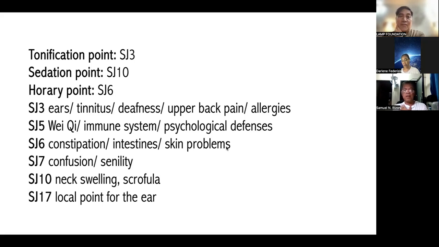SJ5 is for Wei Qi, for the immune system, and also psychological defenses. SJ6 is so effective for constipation. We will not go into the location of the point. It is expected that you already know where it is, no? Yung iba kasi alam lang yung point, pero hindi naman pwedeng i-justify why this point is being used. Okay? So I think thanks to Google, we can easily locate it.